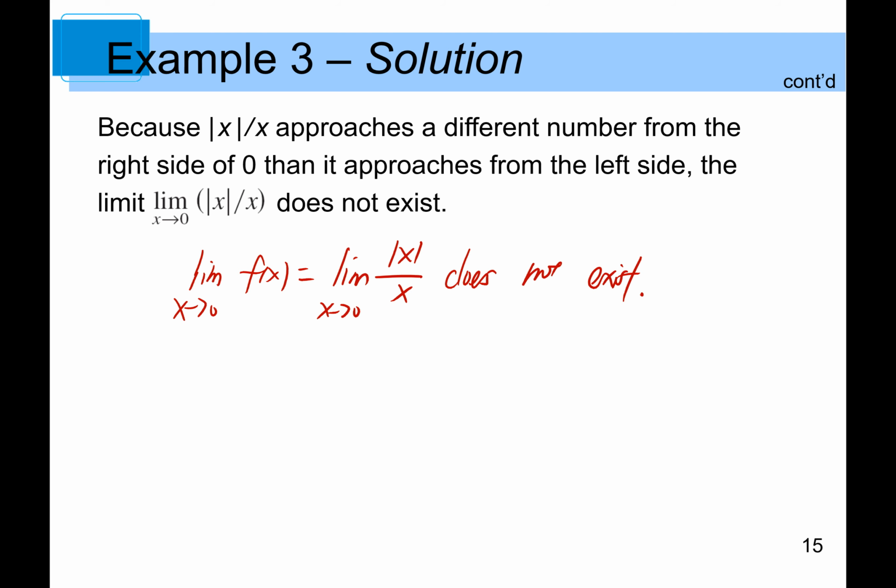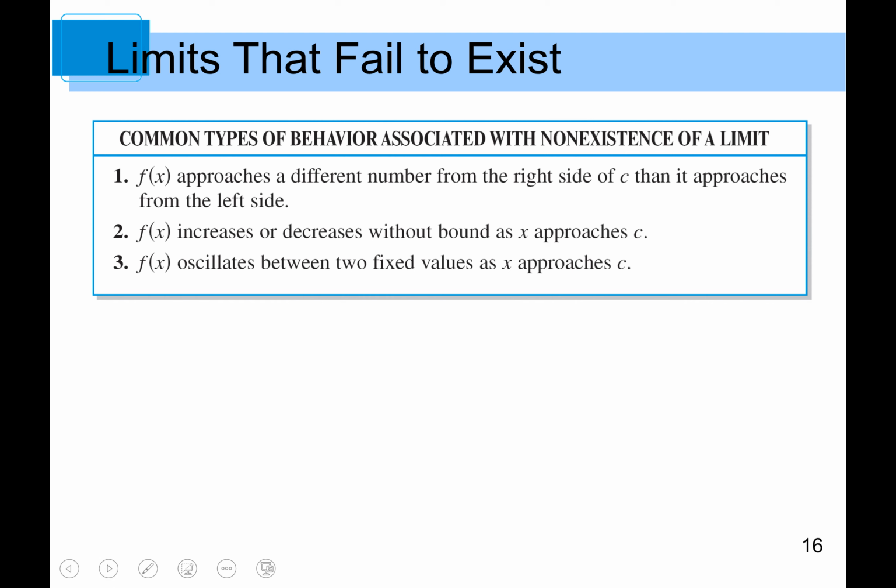So this is one particular case where the limit fails to exist. There are three common types of behavior associated with non-existence of a limit. First, f of x approaches a different number from the right side of c than it approaches from the left side. The previous example exactly matches this one, meaning left-hand behavior is different from right-hand behavior. Second, f of x increases or decreases without bound as x approaches c. It becomes infinity, approaching plus or minus infinity from the left and right. Third, f of x oscillates between two fixed values as x approaches c. So that's the third case where the limit fails to exist.